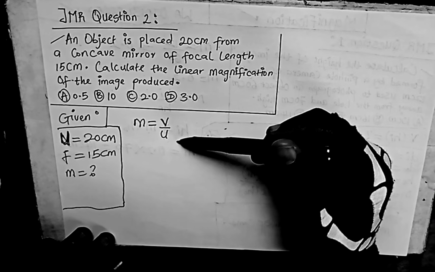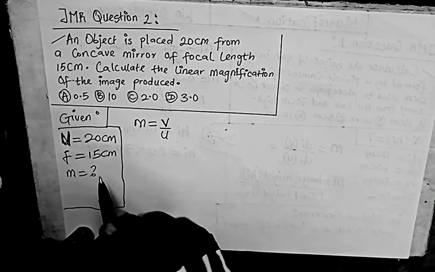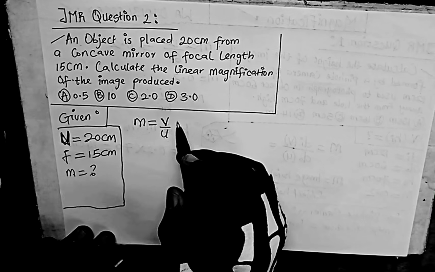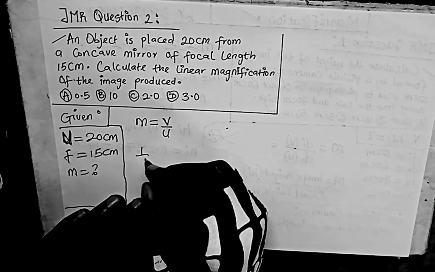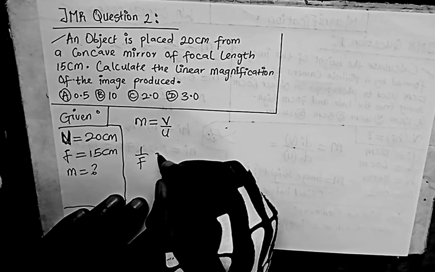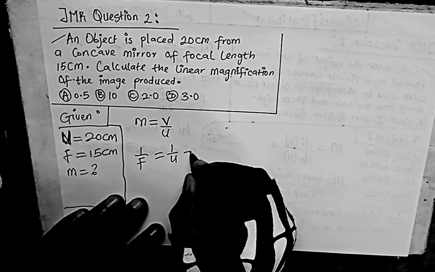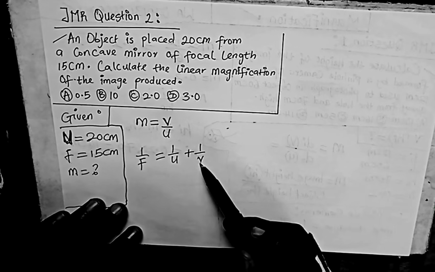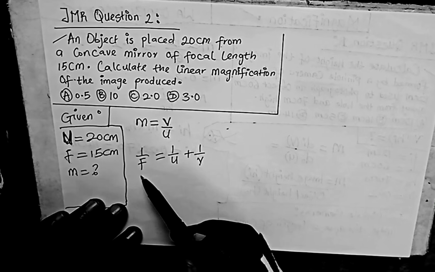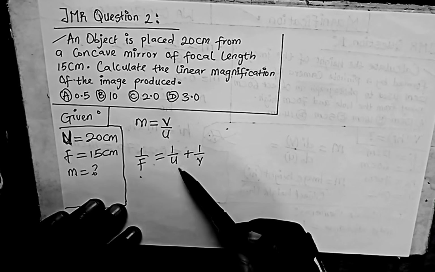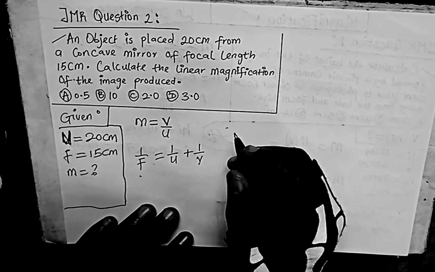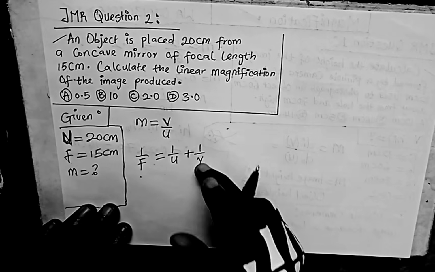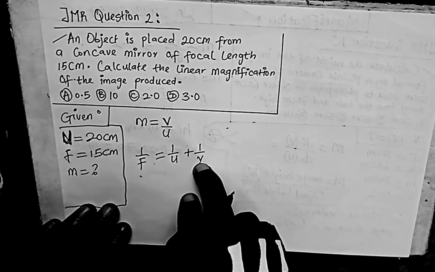So how do we find this V? Since we have the focal length here and we have U here, let us apply the lens formula. The lens formula is 1 over F is equal to 1 over U plus 1 over V. Since we are looking for V, we make V the subject of the formula, then we use these two values. But before we start to solve, we have to note one thing.